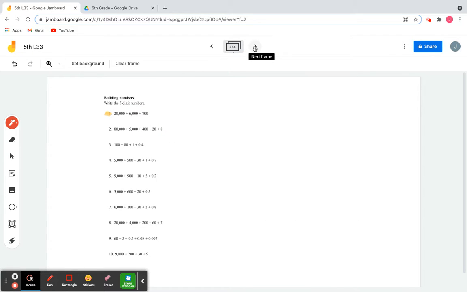And then the next one is building numbers. So let's work on number 1, and we have 20,000 plus 6,000 plus 700. So we have 20,000, and then we're going to add 6,000 first. And then I'm going to add this number with 700. I'm going to write 3 zeros here, and a comma. And then 0 plus 6 is 6. And then 2 just comes here. So this will be 26,000.